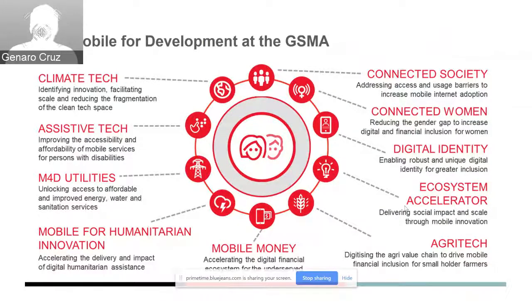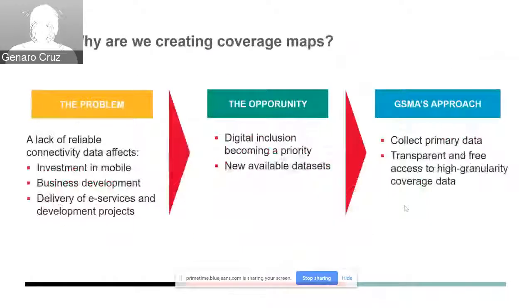So we are going to discuss the online mobile coverage maps platform that we created recently. So why did we create these coverage maps? First, because we identified a problem. We've been running connectivity projects for about 3 years now. And what we observed is that there was a lack of reliable connectivity data. And this had a negative effect in 3 main parts.